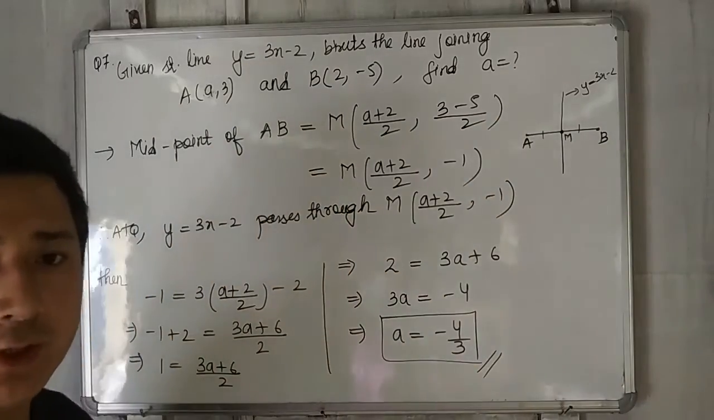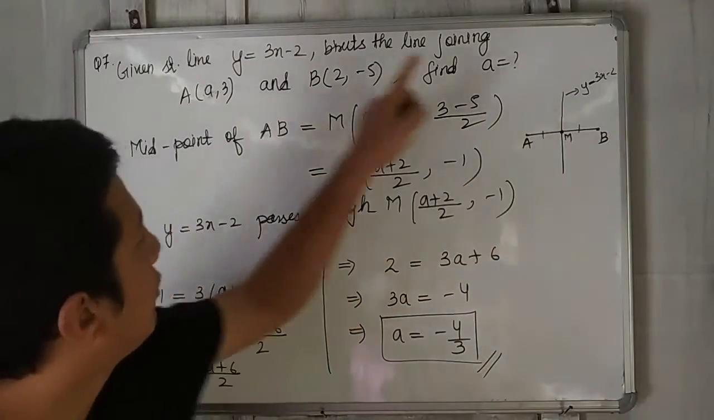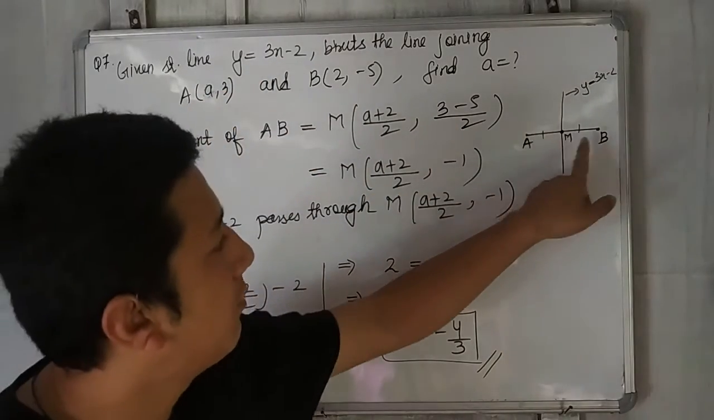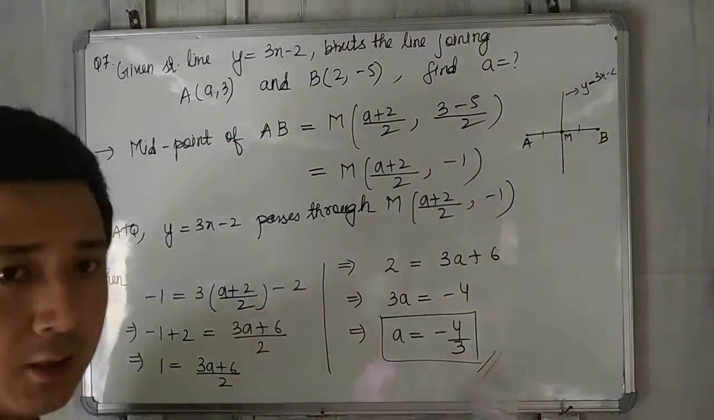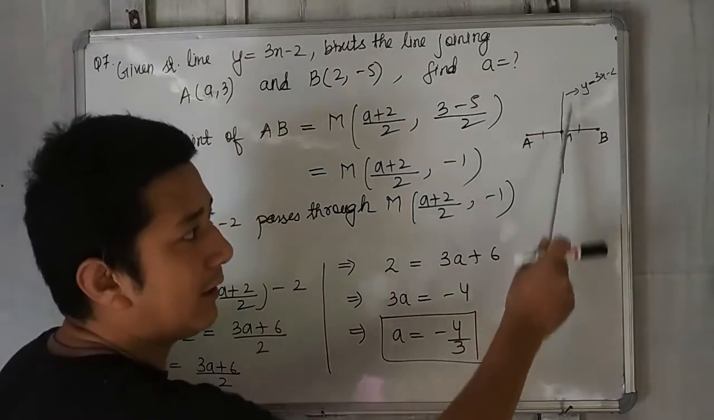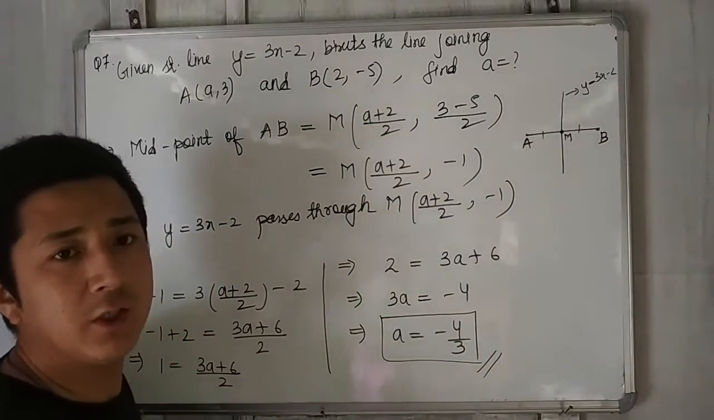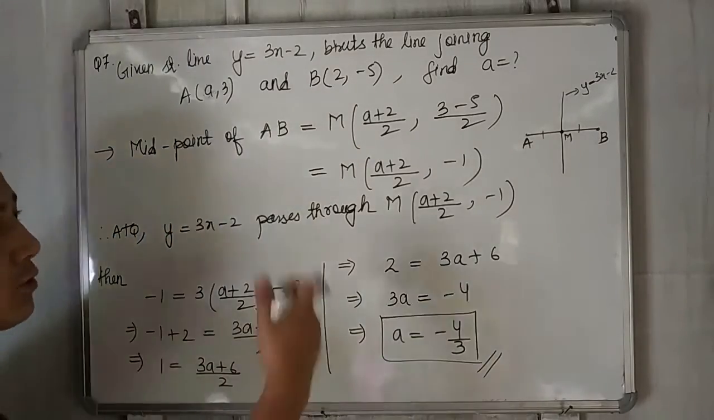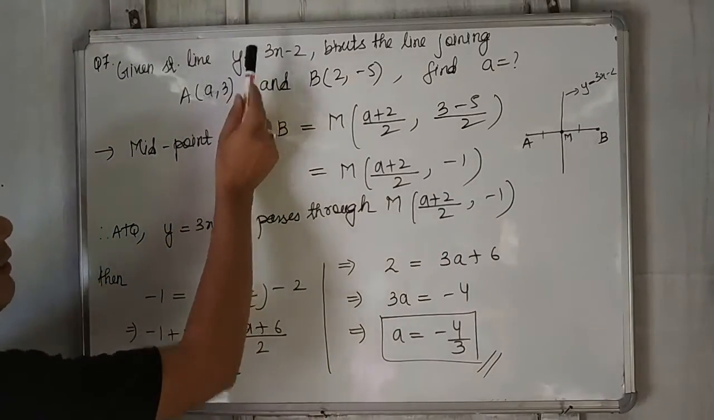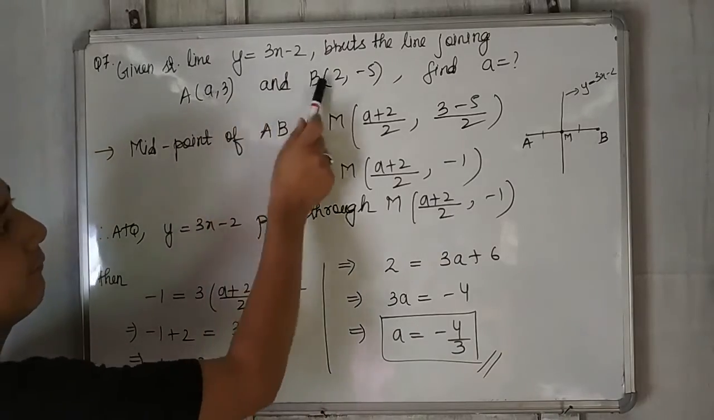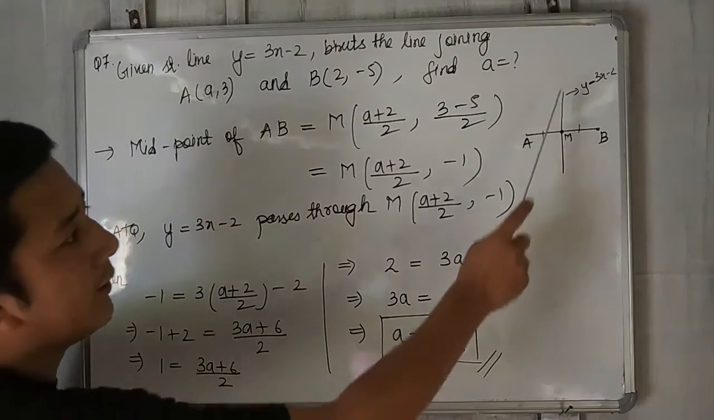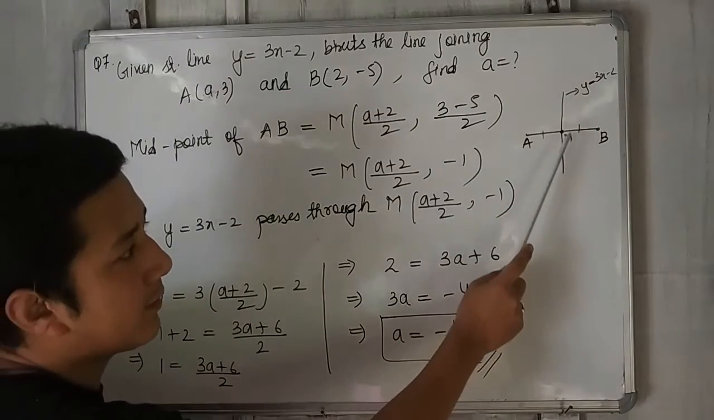Are you understanding my point? This straight line y is equal to 3x minus 2 passes through the midpoint of AB, because in the question it's given that this straight line bisects the line joining the points A and B. Okay, it's already given. We need to find the value for A. So I have told you again, if this straight line bisects, it must pass through the midpoint.